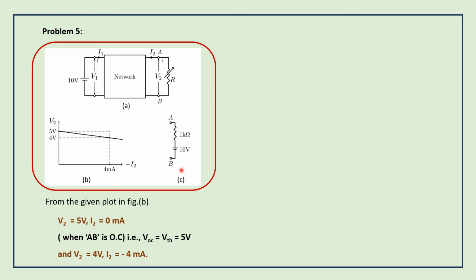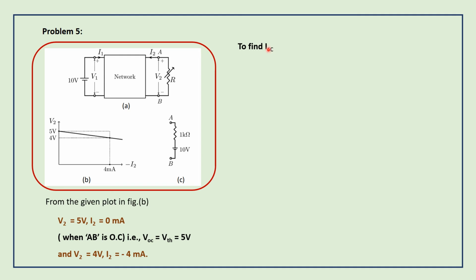I am going to apply Thevenin's theorem. For Thevenin's theorem, what are the requirements? Thevenin's voltage and Thevenin's resistance. From the graphical plot given in figure B itself, we have found out the Thevenin's voltage. Now we need to find out the Thevenin's resistance. For the Thevenin's resistance, we need to find out the short circuit current.